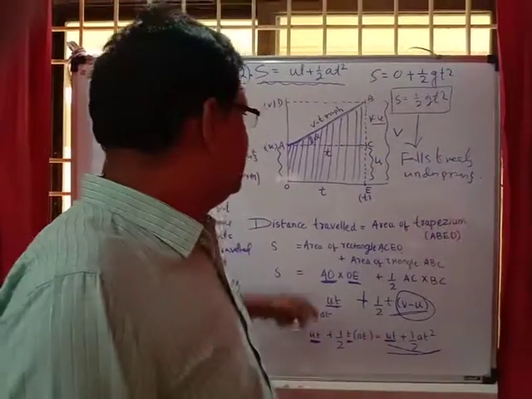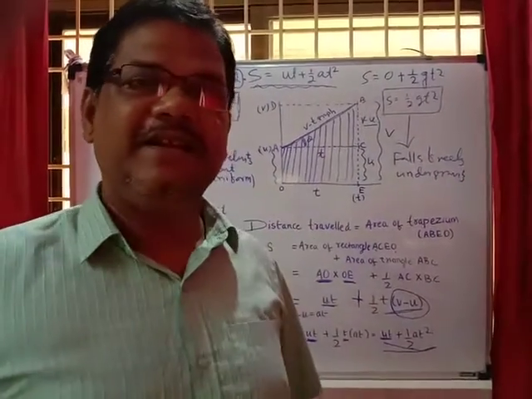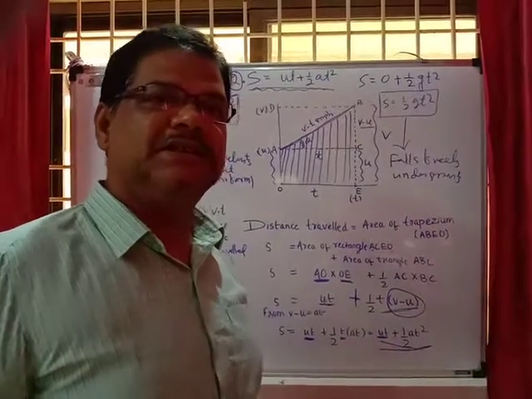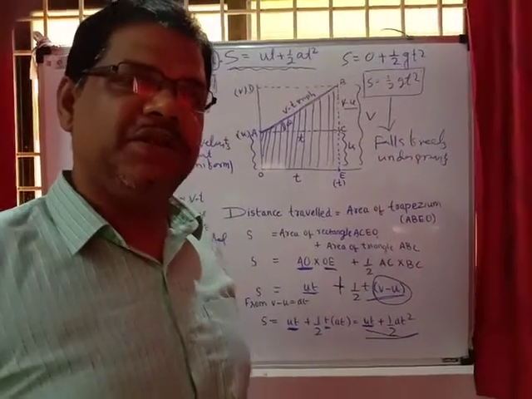This is all about s equal to ut plus half at square, which you proved with the help of the v-t graph. In the next video, I will discuss v square minus u square equal to 2as.